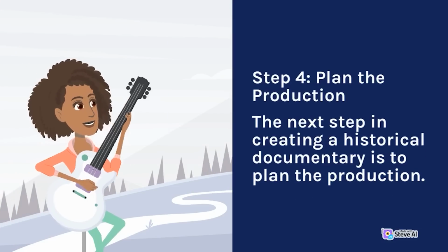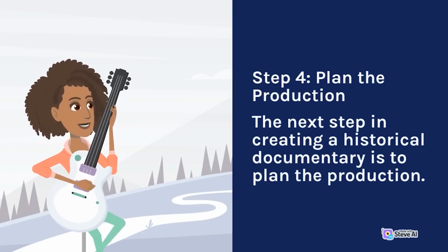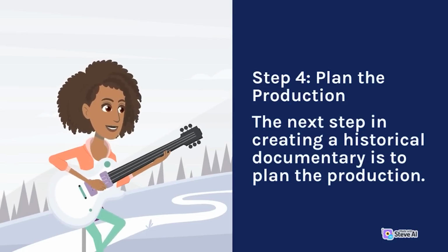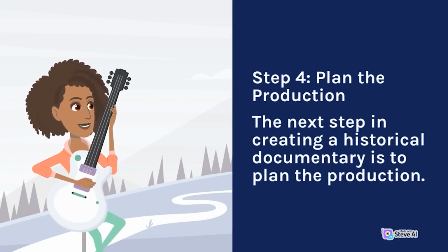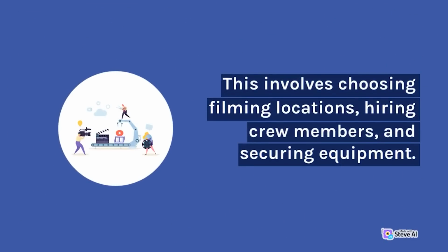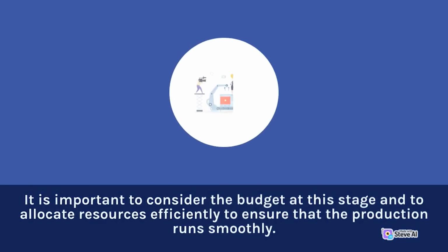Step 4. Plan the production. The next step in creating a historical documentary is to plan the production. This involves choosing filming locations, hiring crew members, and securing equipment. It is important to consider the budget at this stage and to allocate resources efficiently to ensure that the production runs smoothly.